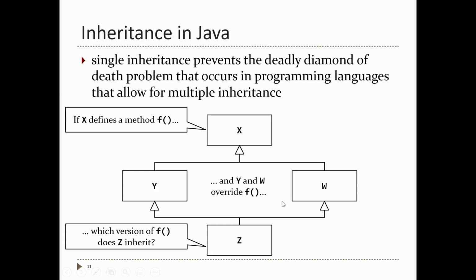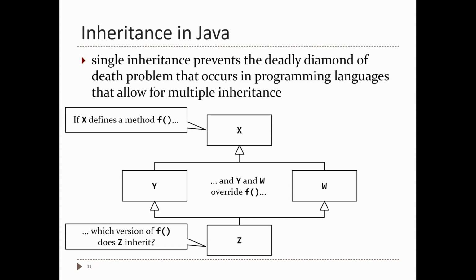Now Y and W are allowed to change how the method F behaves. Y overrides F to do whatever Y needs to do, and W overrides F to do whatever W needs to do. And now Z inherits from both Y and W. So the problem is, which version of F does Z end up inheriting? Does it inherit Y's version of F? Does it inherit W's version of F, or does it inherit X's version of F? That's the problem that occurs when you have multiple inheritance.